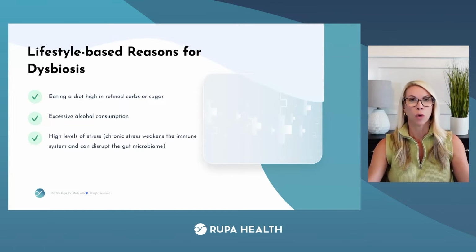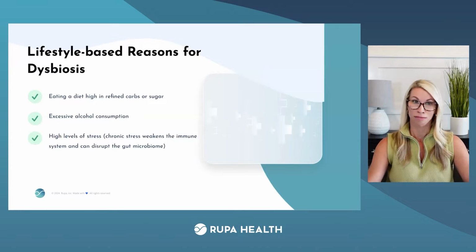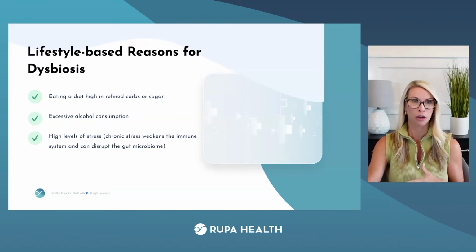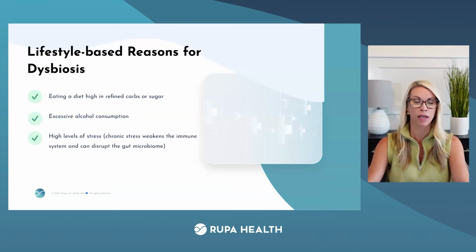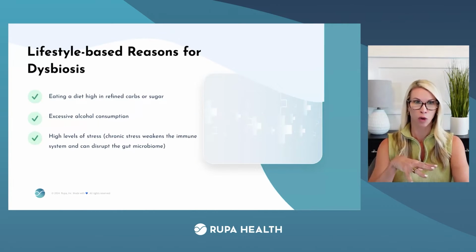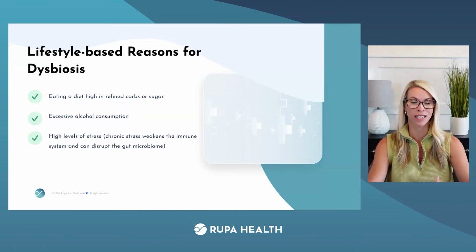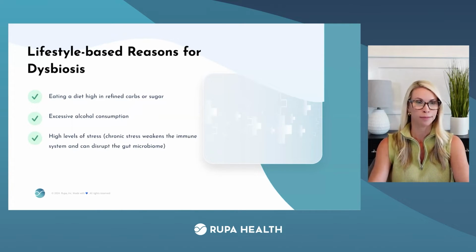And then there are also, of course, some lifestyle reasons for dysbiosis. One is eating that diet that's high in refined carbs and sugar, maybe excess alcohol as well. The standard American diet, when we're eating more processed foods that are, again, high in sugar, that sugar is just going to feed this Candida, especially if it starts to become overgrown and then we're continuing to consume foods that are high in sugar, excess carbs, and alcohol. That's just going to continue to cause it to grow and multiply.